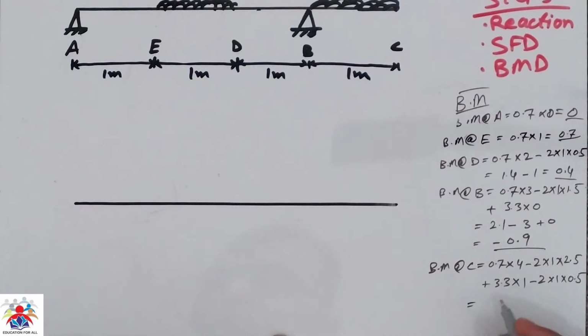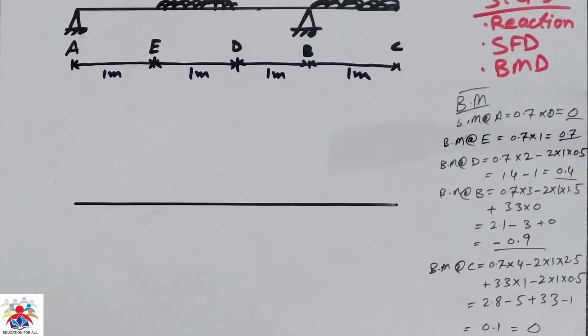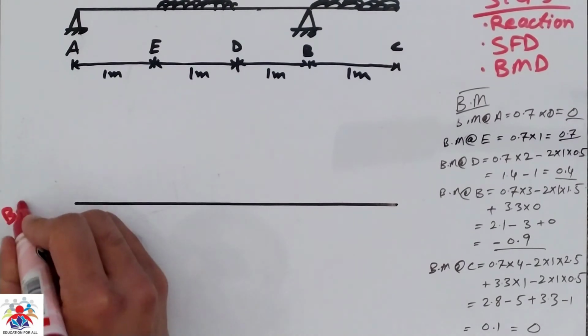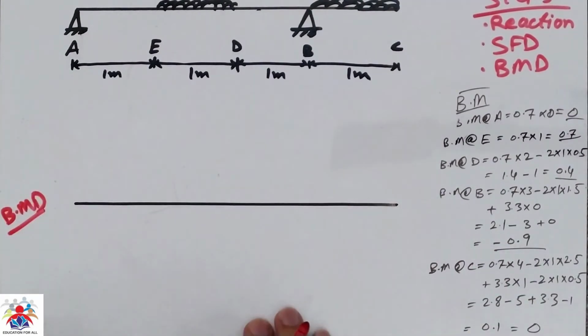Okay, so how much would it be? 2.8 minus 5 plus 3.3 minus 1. At the end we will get 0.1, which is close to 0, so we'll consider it 0. Once we get 0 at our last end, it means our calculation is correct. Now we have to draw our bending moment diagram based on these values.